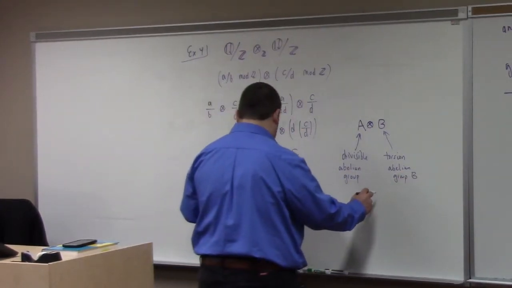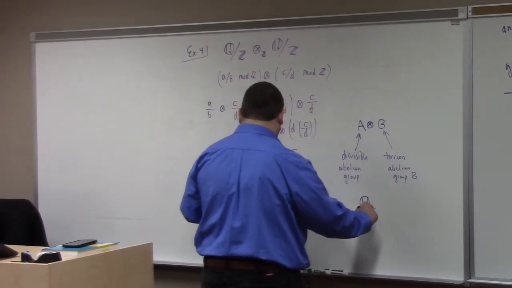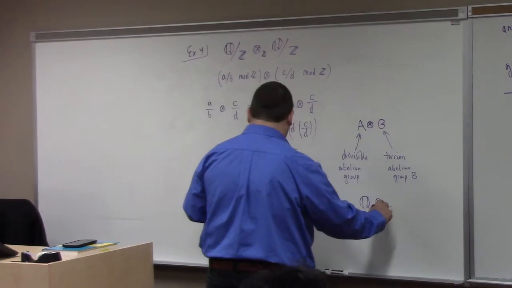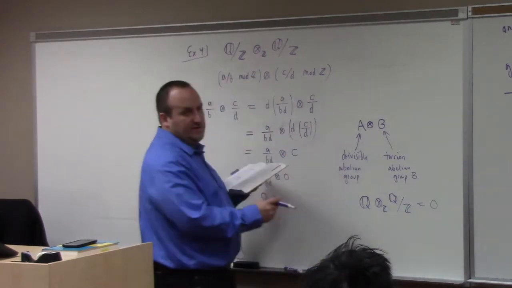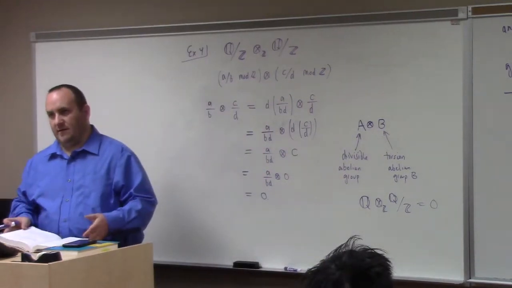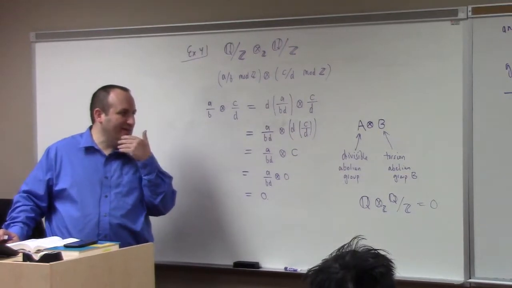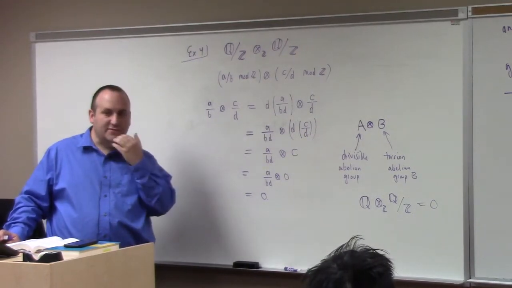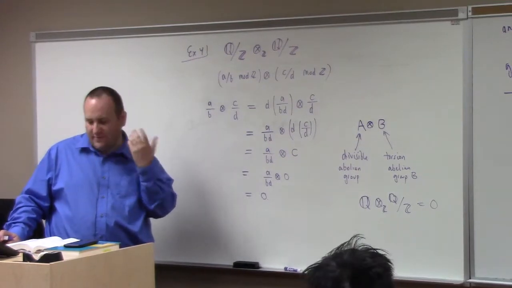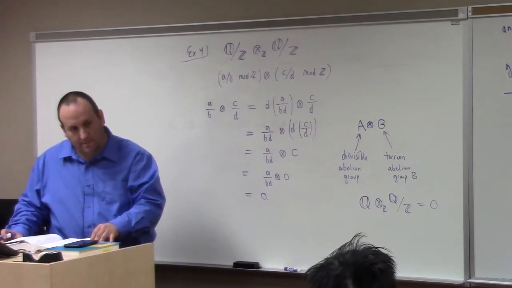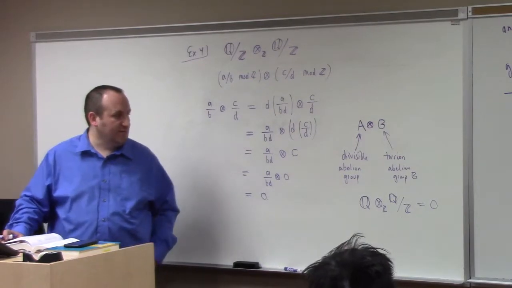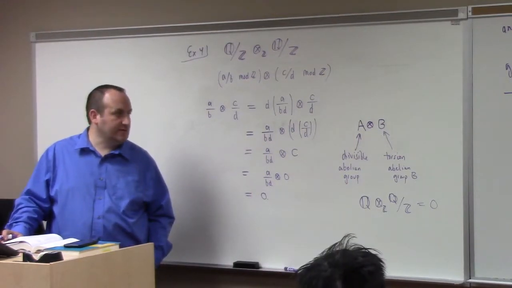For example, he gives us an example. Q tensor Q mod Z is 0. I mean, torsion means that it doesn't have, up to isomorphism, a copy of like Z2 in a direct sum decomposition. What's torsion? Right. Very good. Every element of the group has finite order is another way to say it. A better way.